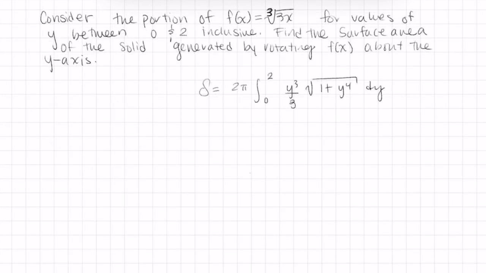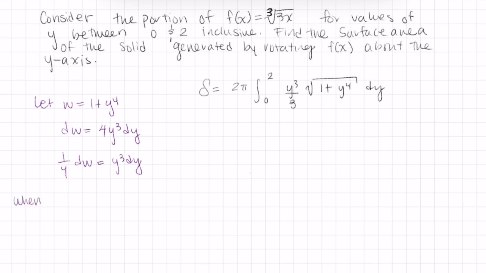Now this can be solved using a substitution. So let w equal 1 plus y to the 4th, then dw is equal to 4y cubed dy. That tells me that 1/4 dw is equal to y cubed dy. We still have to adjust our limits of integration. So when y equals 0, w equals 1 plus 0 to the 4th power, which is just 1. When y equals 2, w equals 1 plus 2 to the 4th power, so 17.